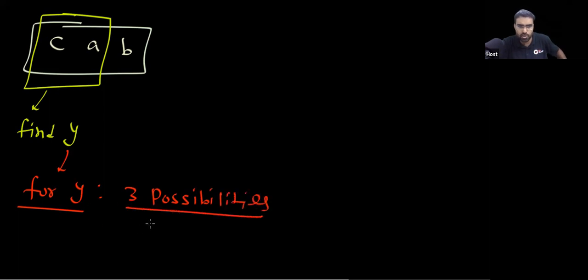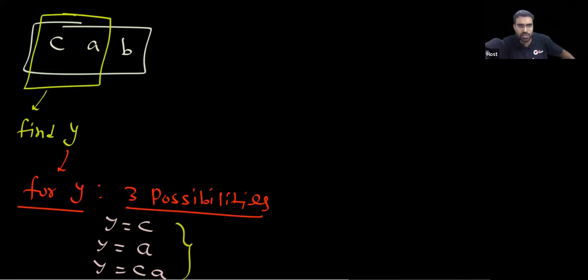Three possibilities. What are those? You can take y equal to c, you can take y equal to a, or you can take y equal to ca. Yes or no? These are the three possibilities for y. Tell me, will any of them work?